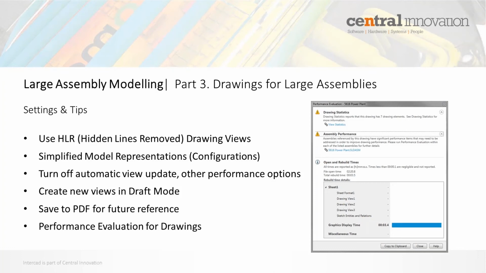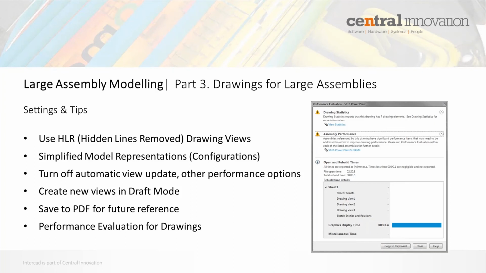Simplified model representations. I've already talked a little bit about configurations, but if you use configurations to simplify model detail, a good example is bolts that have actually got threads on them. If you remove that thread detail via configuration, then at the top level it's going to have less of an impact.